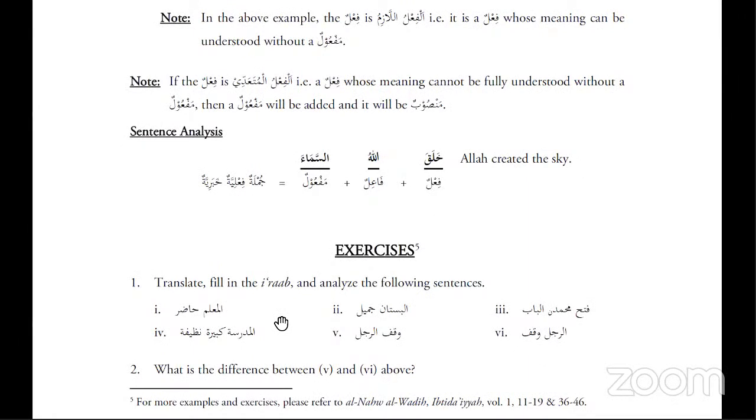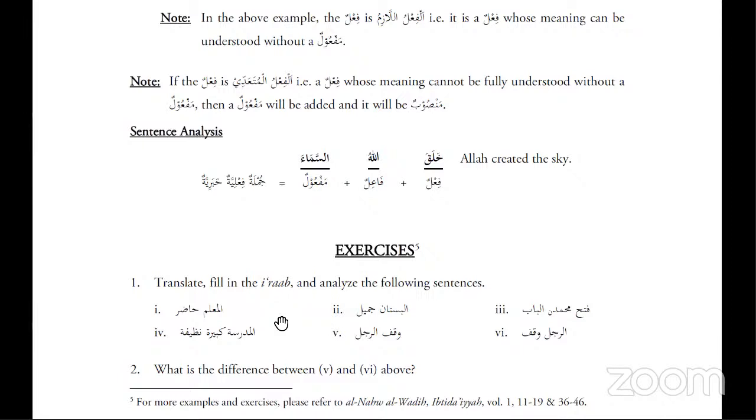So I put al-Muallimu Hazirun. The Muallim is present. Correct. Then al-Bustano Jamilun. It means the garden is beautiful. I put al-Bustano. Correct. Jamilun. Correct. Third one is Fataha Muhammadan al-Babin. Fataha, Muhammadun. Okay, that way I made the error.